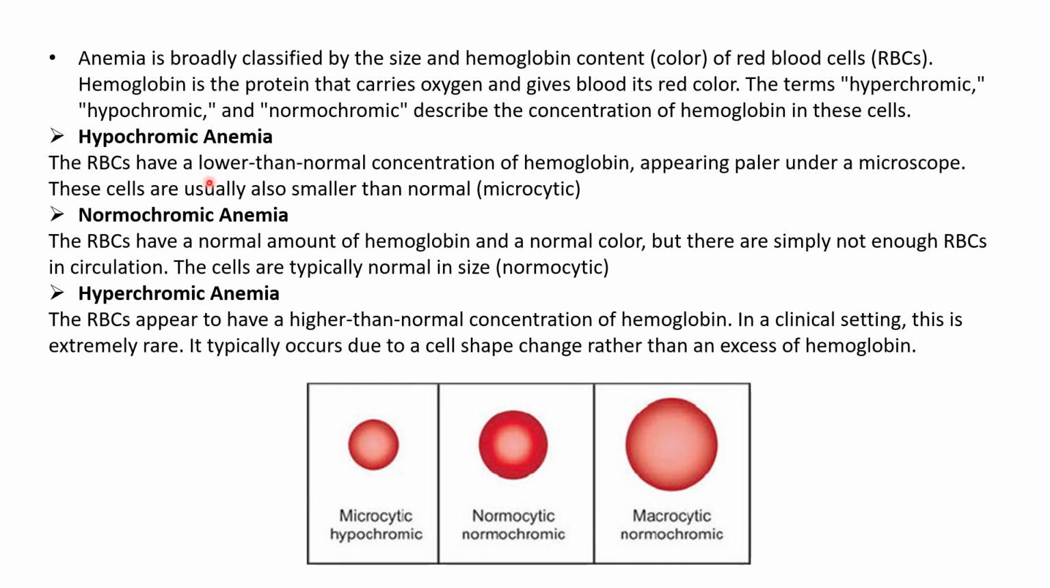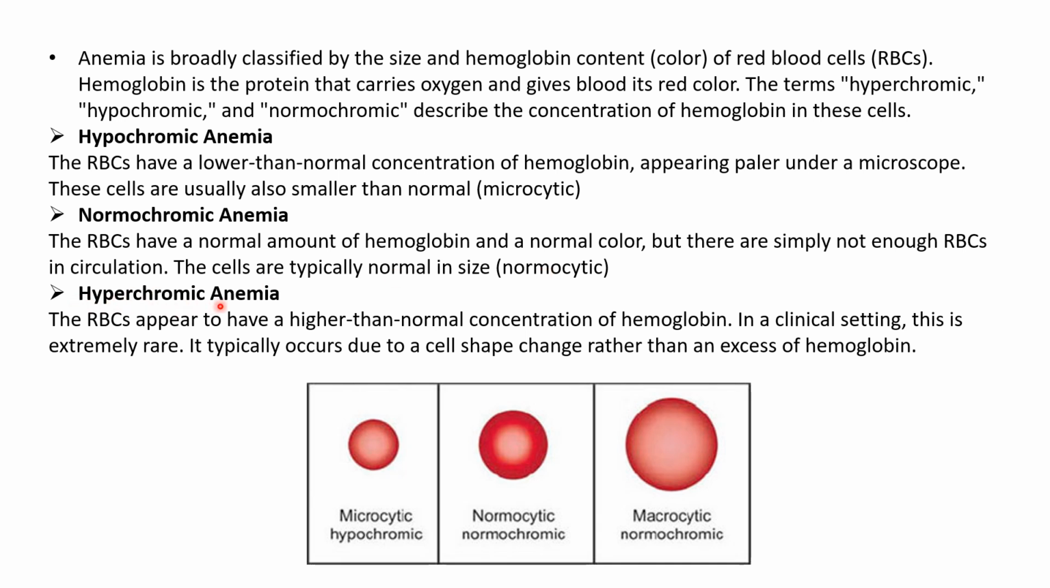Hypo means there will be lower than normal concentration of hemoglobin. Then normochromic anemia. Here, the RBCs have a normal amount of hemoglobin and a normal color. But there are simply not enough RBCs in circulation. The cells are typically normal in size, hence they are known as normocytic.